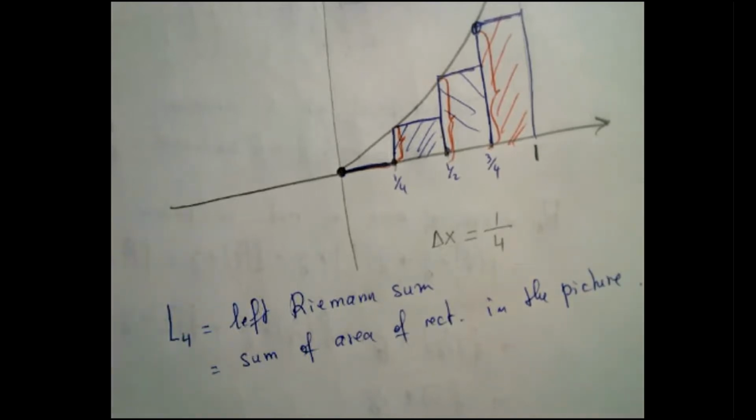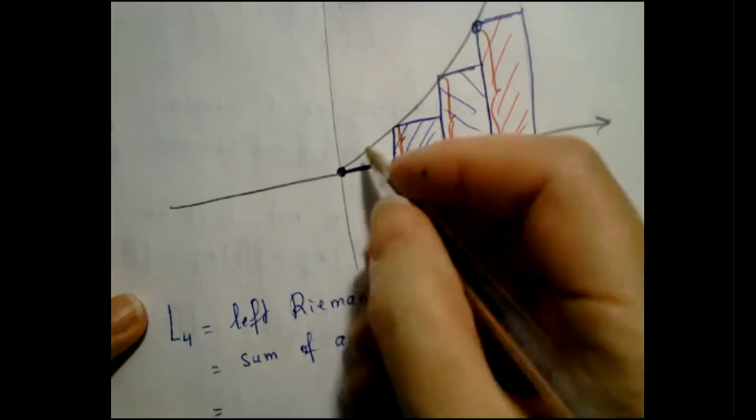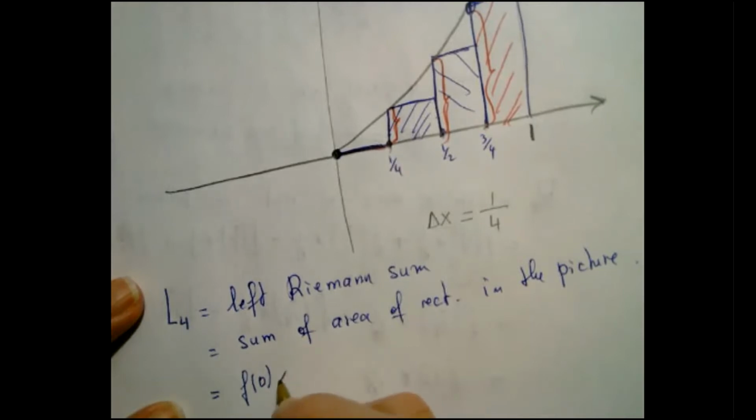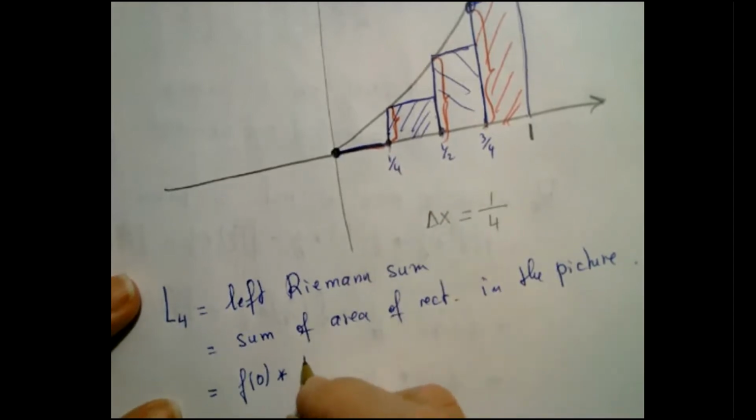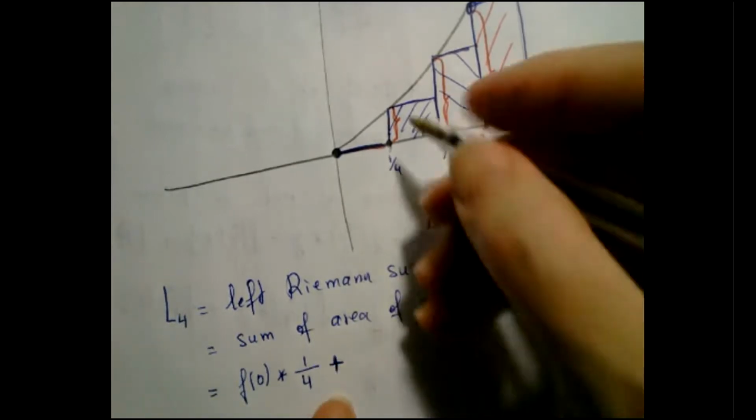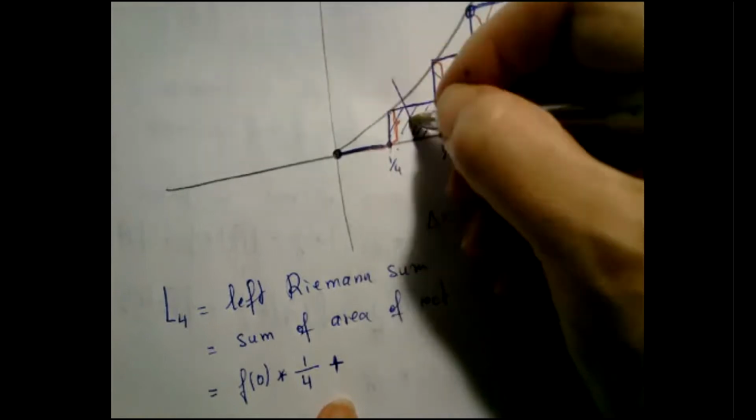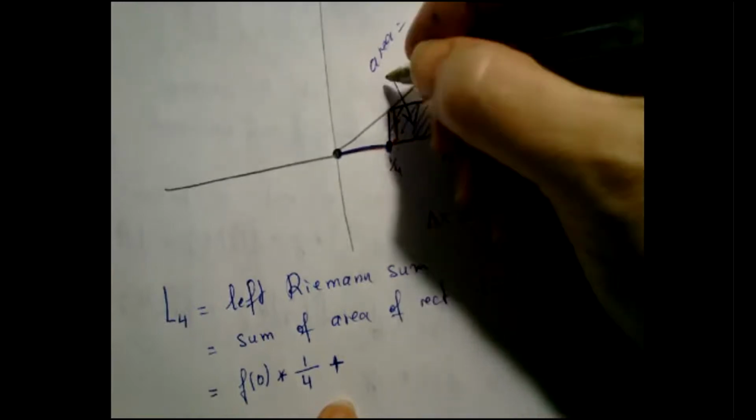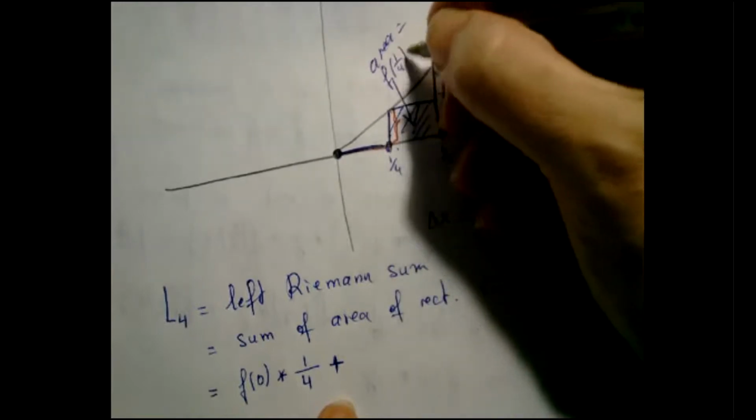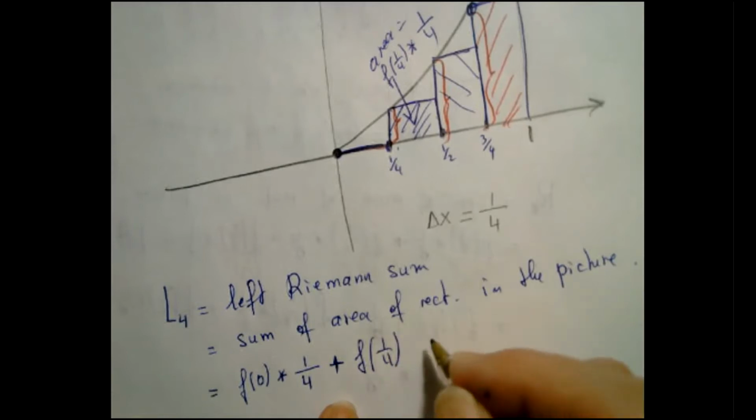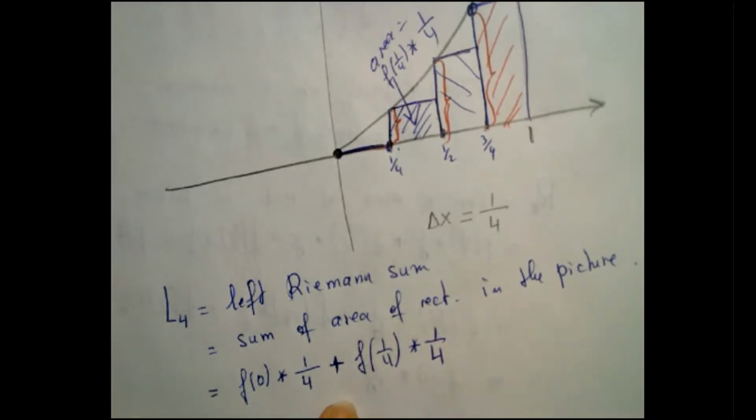Okay, and let us see what's the area. The first rectangle, the area is f of 0. Now I know that f of 0 equals 0, but I'm going to write it because we have to get used to this idea, times the width, plus the value of the function at 1 over 4. The area here is the value at the left point times the width. That's my area. So it's f at 1 over 4 times the width.